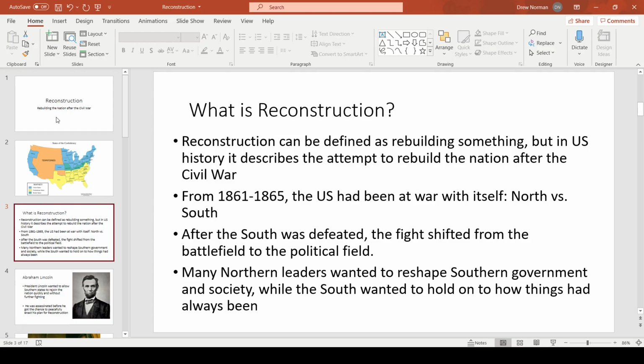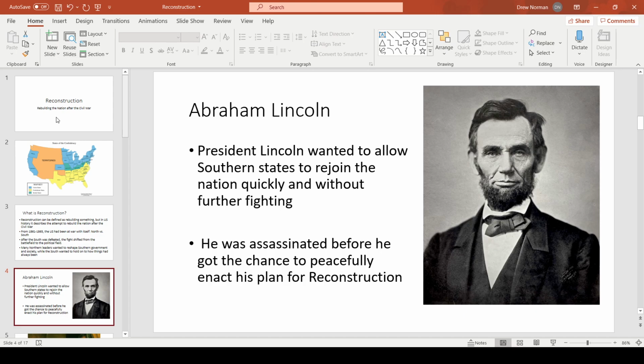Basically, from 1861 to 65, we fought a war, North versus South. The main idea behind all of this was slavery. Once the war was over and slavery was going to be done away with, how exactly would our nation handle bringing those two sides back together? Which brings us to our wonderful President Abraham Lincoln.